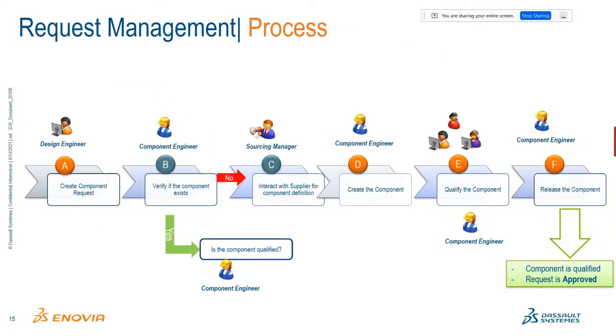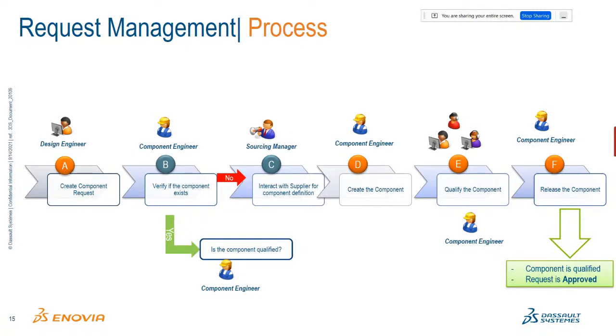So this is the process which will be shown today to give you an idea how we manage component requests. So we will go from A till F. The target of this request, as you can see at the end, is that I want to qualify my components that can be used in my organization, and the request will be approved. So this is my target, doing all of this using different roles, business users like design engineers, component engineers, and so on.